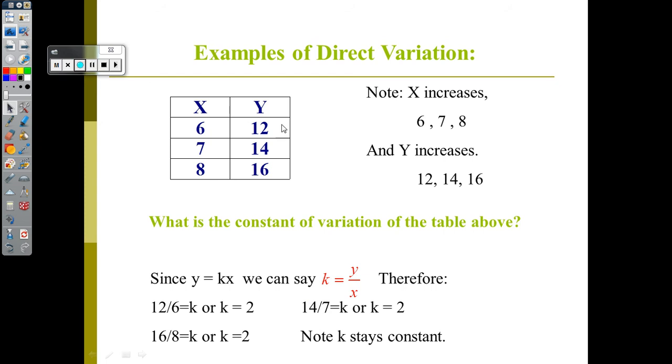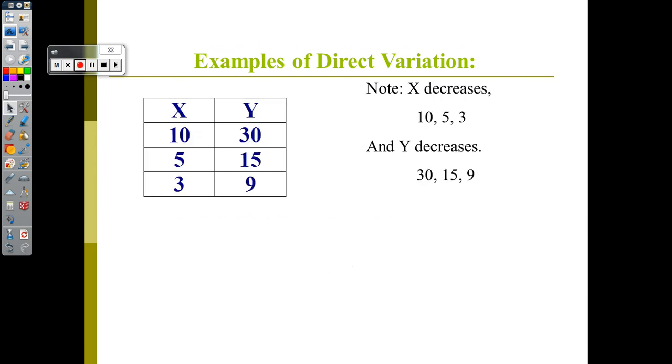You can also look at it as the slope. Going from 12 to 14, you're going up 2, and from 6 to 7, you're going up 1. So finding the constant of variation is basically just finding the slope. And then the equation would be y equals 2x.